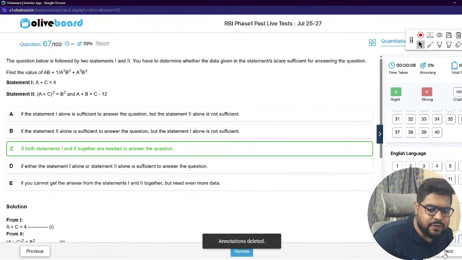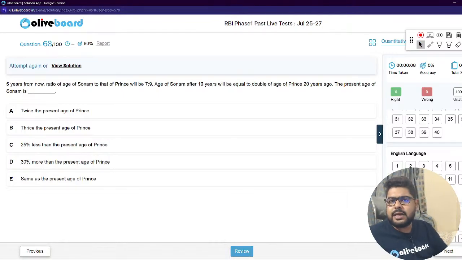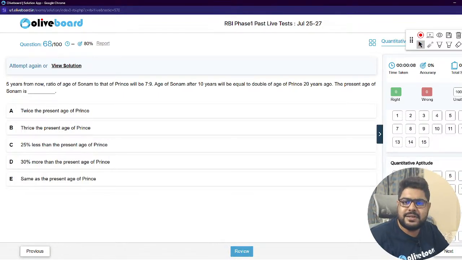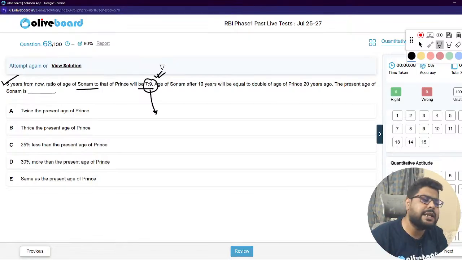Again, I don't need to solve. I don't need to do anything fancy. I just need to go for this. Clear, sir? 5 years. Ratio of this is this. Sir, always start from ratio. I told you multiple times.